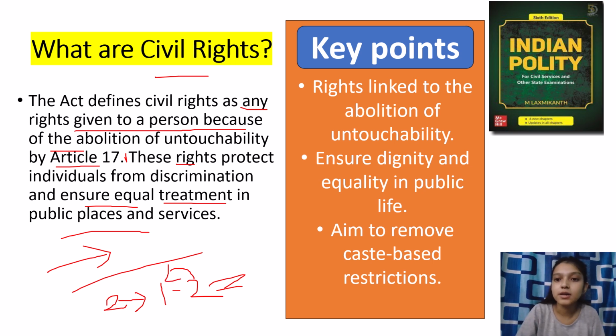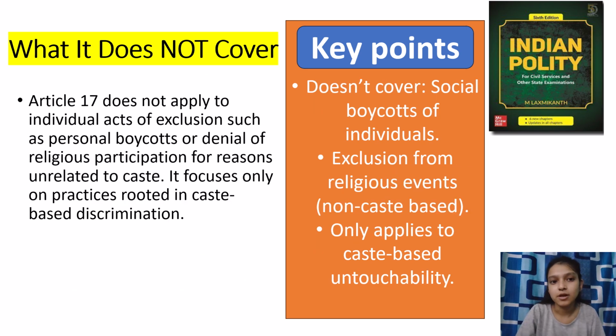Key points: rights linked to the abolition of untouchability. So it is linked to untouchability and ensures dignity and equality in public life. So what is the aim? To ensure dignity and equality in public life and to remove caste-based restrictions. So the very aim is to remove all kinds of restrictions imposed upon individuals by those from a superior caste. Now let's move on to what it does not cover.